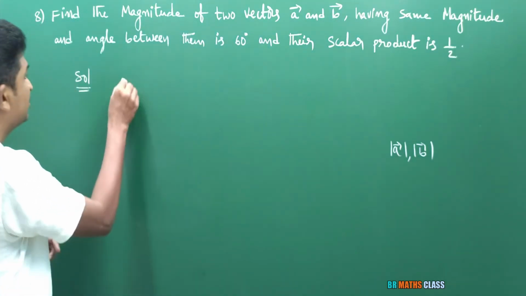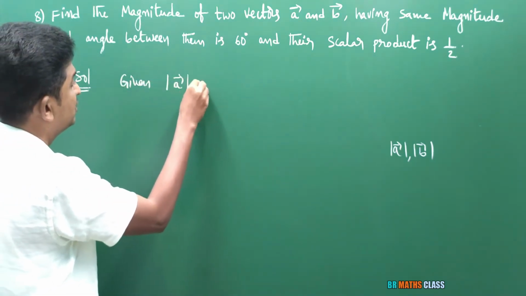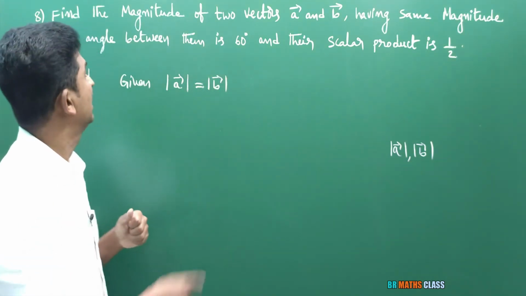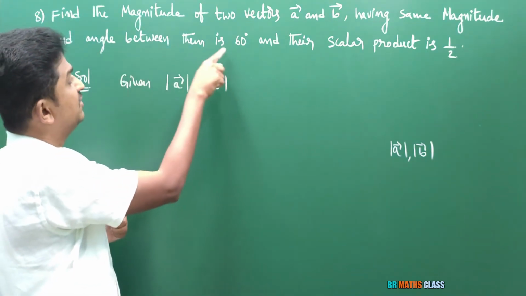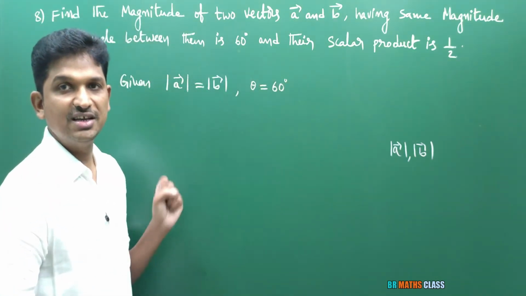I'll write the given information also. They have given that the vectors have the same magnitude. That means the magnitude of A bar is the same as the magnitude of B bar. And the angle between them is 60 degrees. Suppose theta is the angle between them, then theta is 60 degrees.